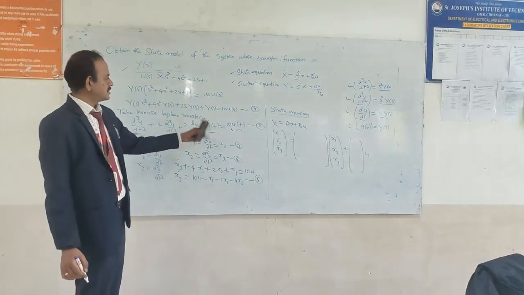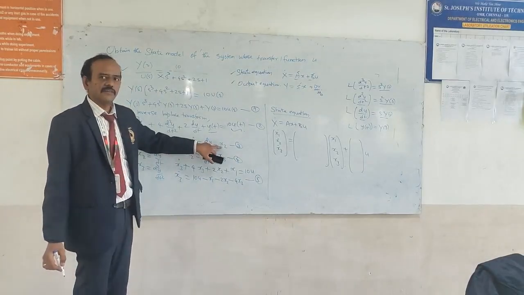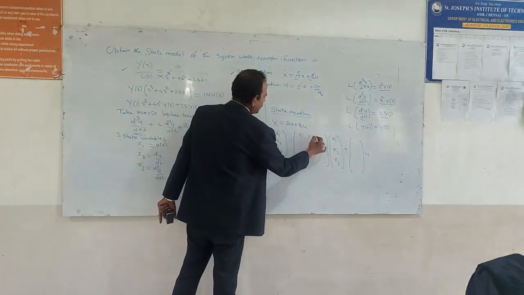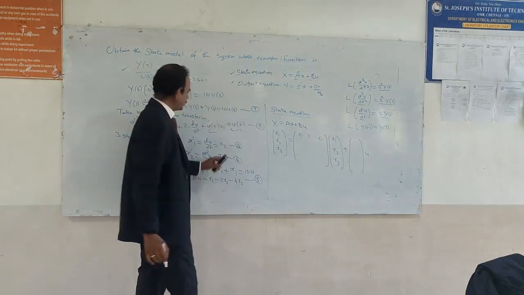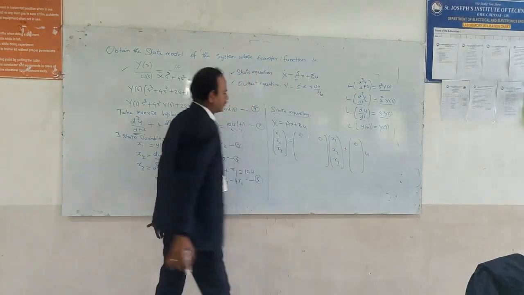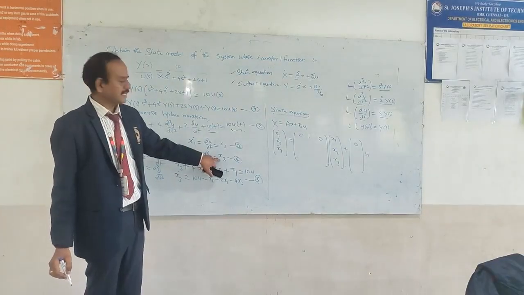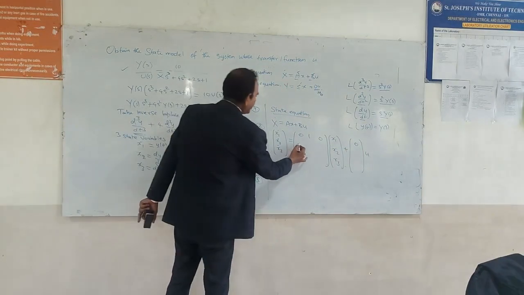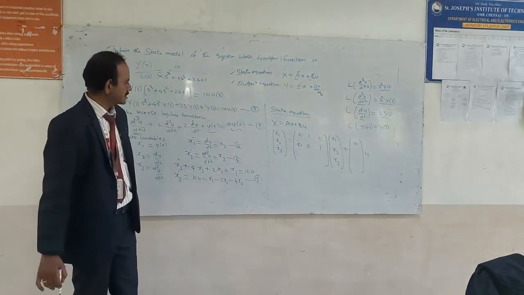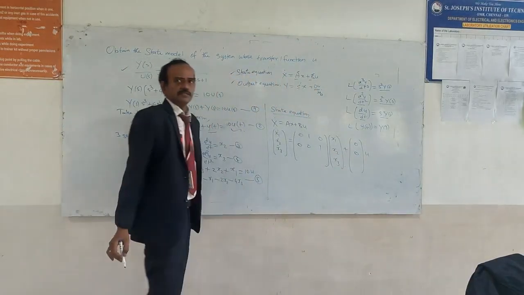So what is the A matrix? See the first equation. x1 dot will have only the variable x2. So the x1 coefficient is 0, the x2 coefficient is 1, the x3 coefficient is 0. There is no u term in x1 dot, so u is also 0. Now let's see x2 dot. x2 dot only has x3, so make the x1 and x2 coefficients 0 and the x3 coefficient 1. There is no u term either, so make this 0.